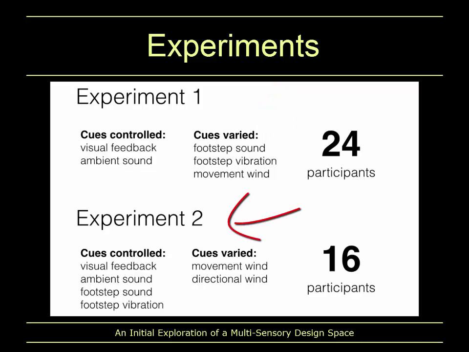The second experiment was inspired by participant feedback from the first experiment. All conditions in the second experiment included visual feedback, ambient sound, and footstep vibration. We varied only movement wind and directional wind. There were 24 and 16 participants respectively in the first and second experiments. Both experiments used a within-subjects design.